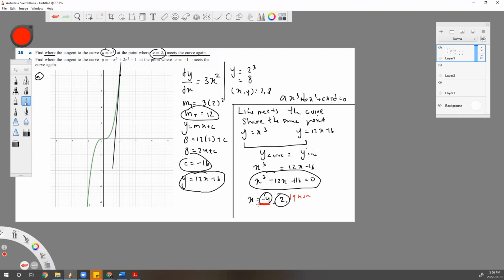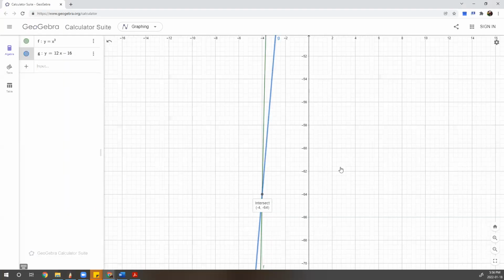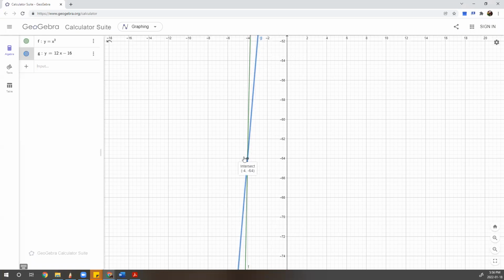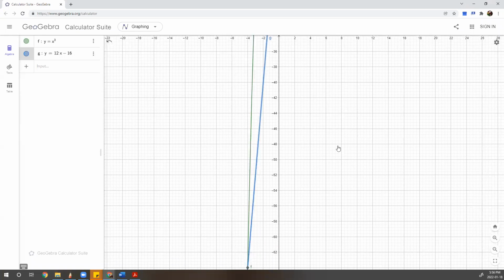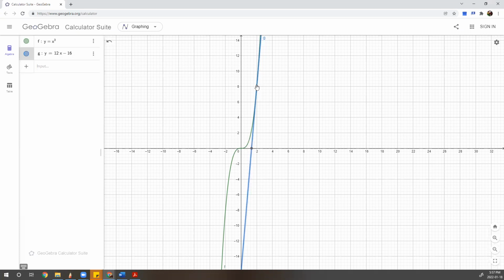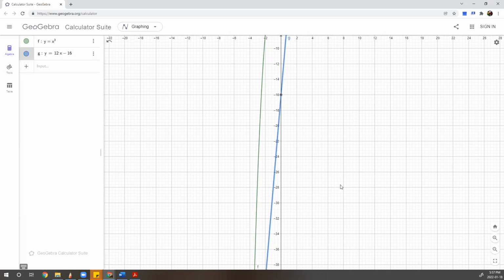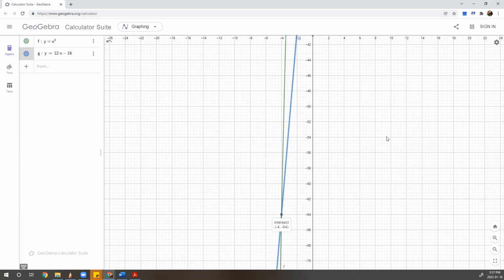So we get x equals -4, and we can find the y. The y equals x cubed, so -4 cubed, which is -64. So that's the answer. So -4 and -64 come from this equation. They share the same point. And they will not meet each other at another point except (2, 8) and (-4, -64). Understand, Vicky?